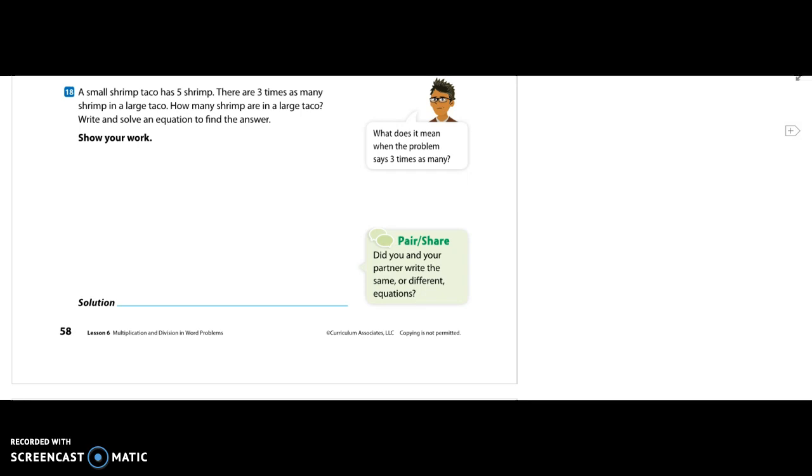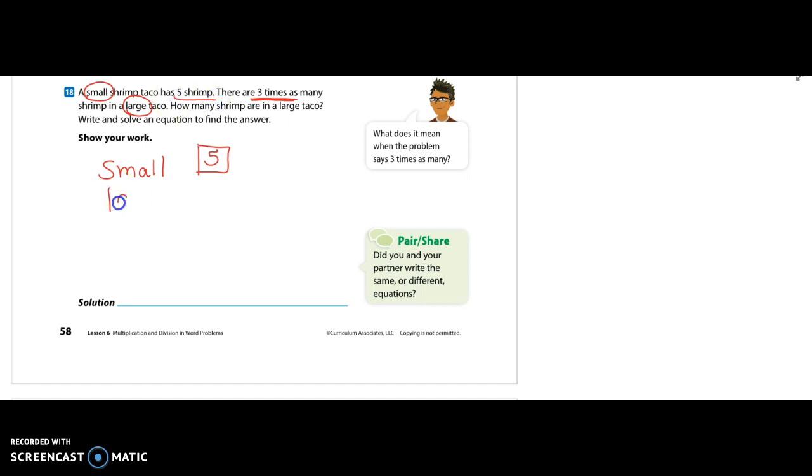All right, so I know for sure that this is a multiplication comparison problem because I hear the phrase times as many as, in this case, 3 times as many as. Now, what am I comparing what to? Well, I'm comparing a small shrimp taco to a large shrimp taco. And the small shrimp taco, if I were to draw a model, might look like this. A small shrimp taco has 5 shrimp in it, so we'll use this box to represent the number of shrimp in a small shrimp taco. We see it right here.